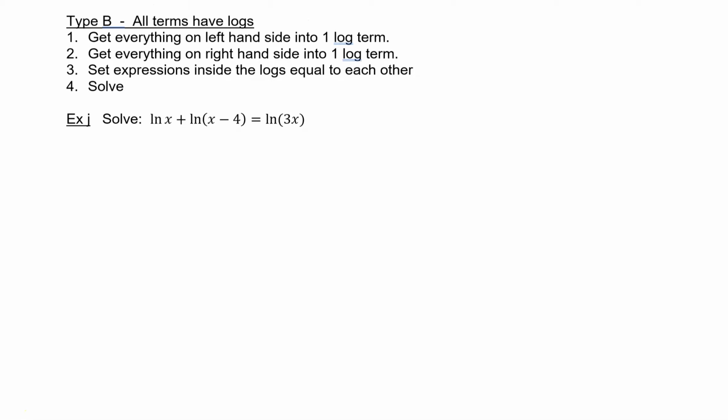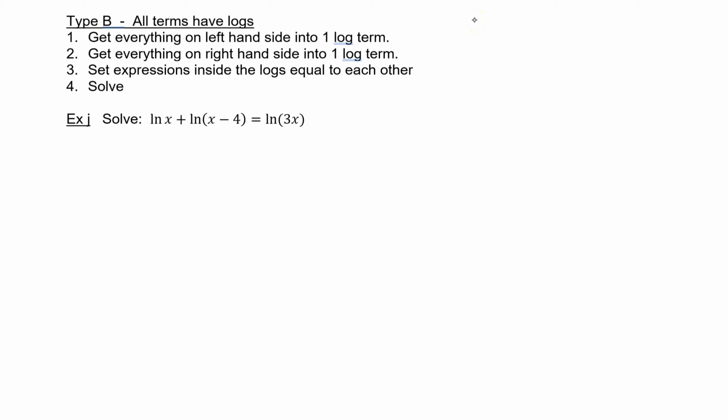We're going to look at the second type of log equation, which is type B, where all terms have logs in them. And what we mean by that is, if you look, there are three terms here: ln x, minus 4, and then the third term is ln 3x. Every single one of these terms has a log in it, unlike the previous equations where there was a number without a log on the right-hand side.